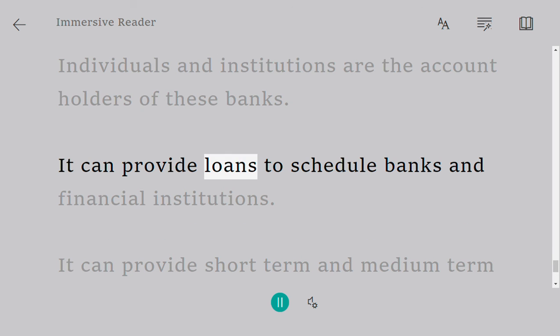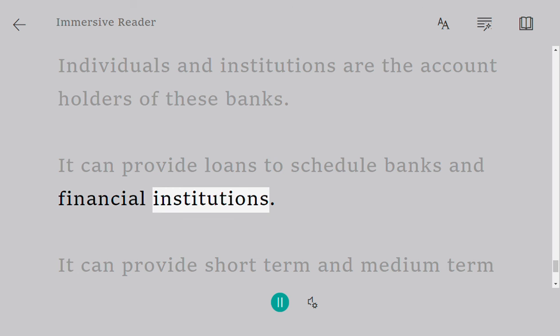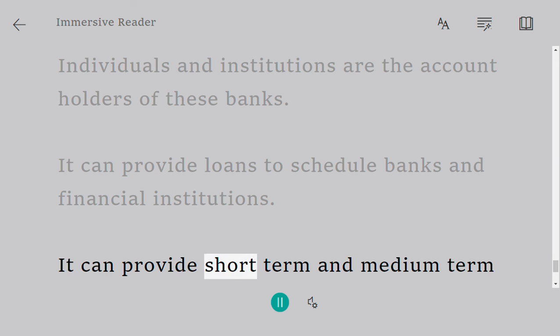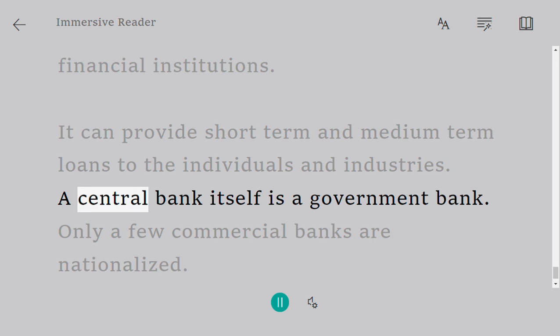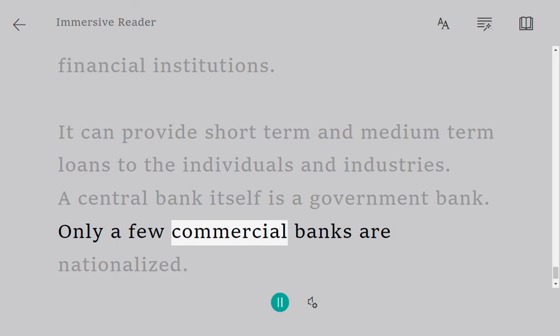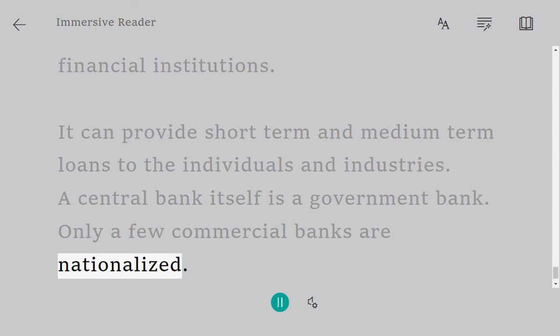It can provide loans to scheduled banks and financial institutions. It can provide short-term and medium-term loans to the individuals and industries. A central bank itself is a government bank. Only a few commercial banks are nationalized.